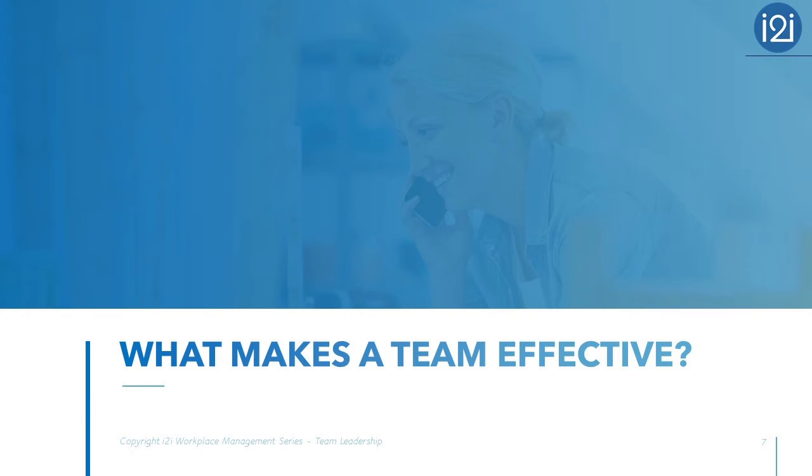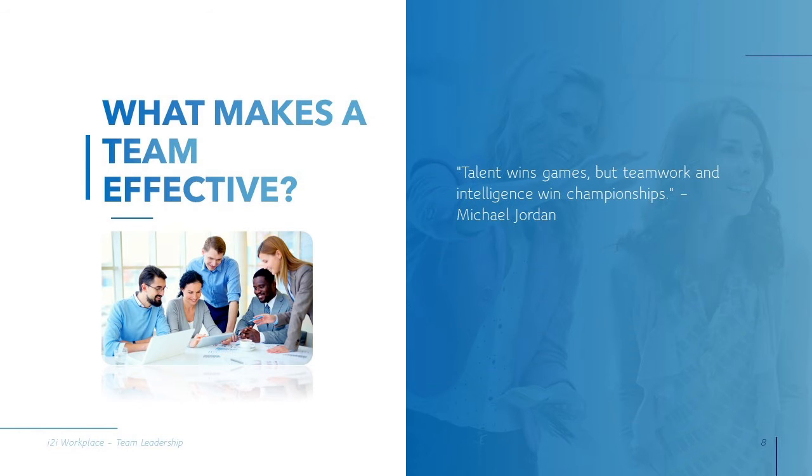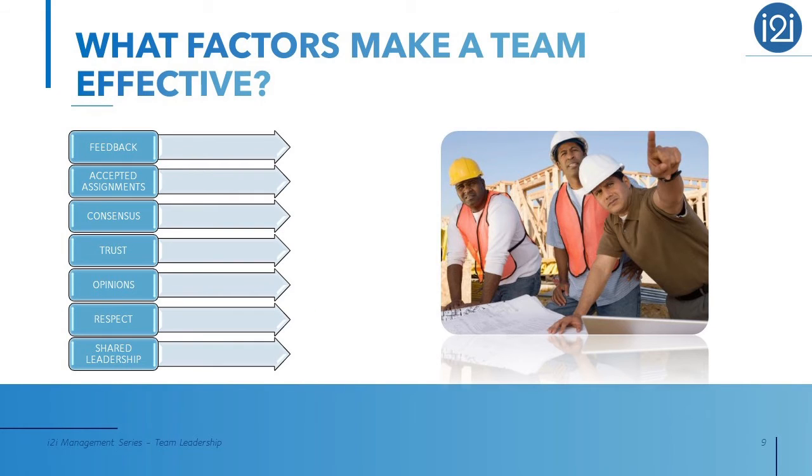Psychologists have spent a lot of time researching what makes a team effective. We're going to be talking about the factors that make a team effective and how you can utilize some of these ideas to improve your team's performance. There are many factors that make a team effective. According to Michael Jordan, talent wins games, but teamwork and intelligence wins championships. Here's a model that talks about all the many factors that make a team effective. We have feedback, accepted assignments, consensus, trust, opinions, respect, and shared leadership.